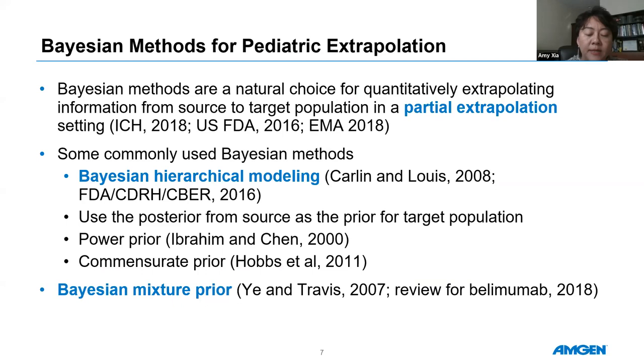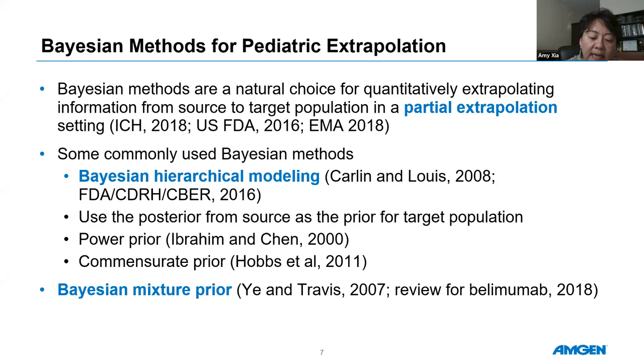And then there are other methods. You can use the posterior from the source as the prior for the target population, by inflating the variance in formulating the prior, or use a power prior, and the commensurate priors.